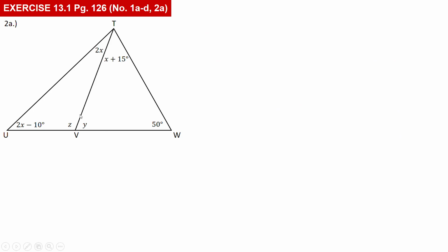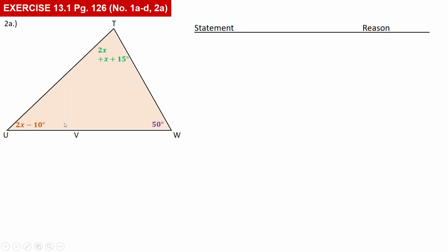Alright, then for the last one, I need to work out what x, y, and z is, and then I need to classify. Okay, so I'm going to start with my x's. I'm going to ignore the z and y. In fact, I'm going to actually erase this whole line, TV. I'm going to erase that. Okay, so I'm working with only these. I know that all the angles in a triangle add up to 180 degrees, so t plus u plus v is 180, angles in a triangle, and then I'm going to solve for that.